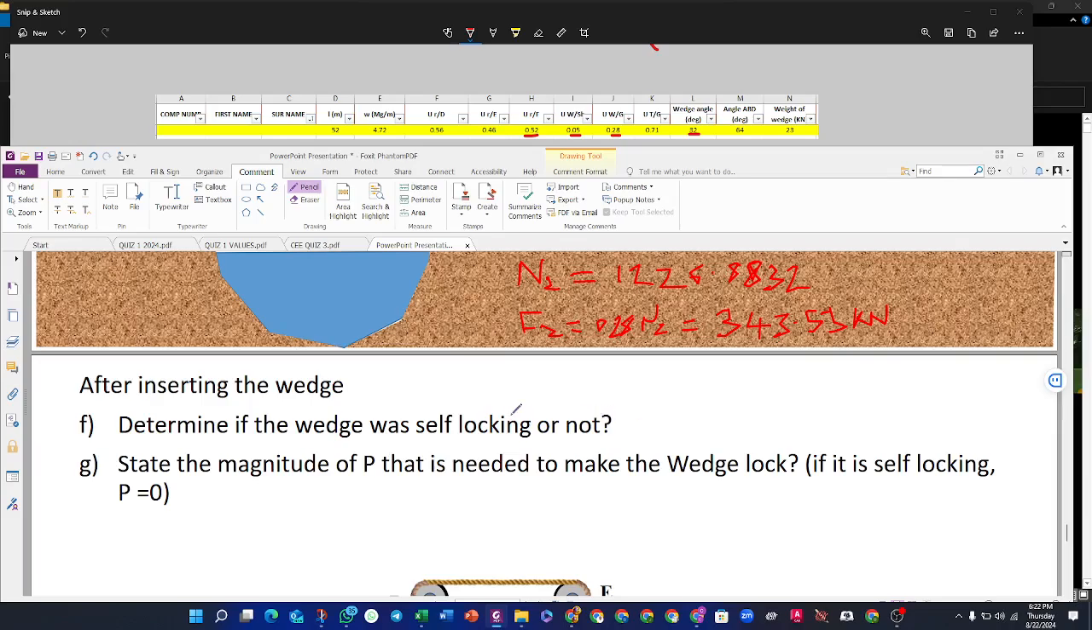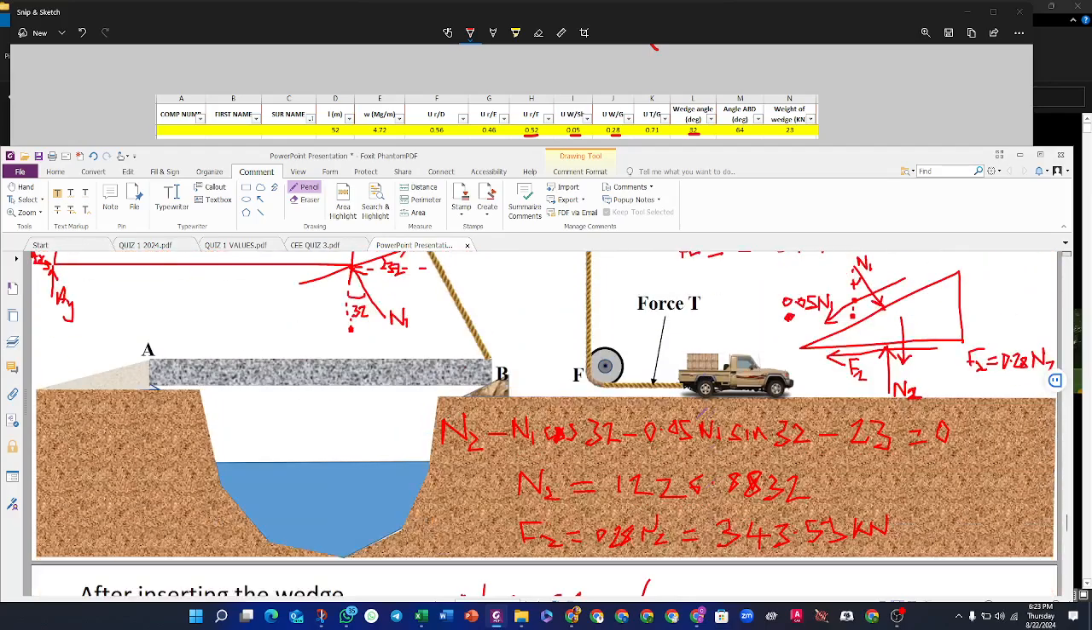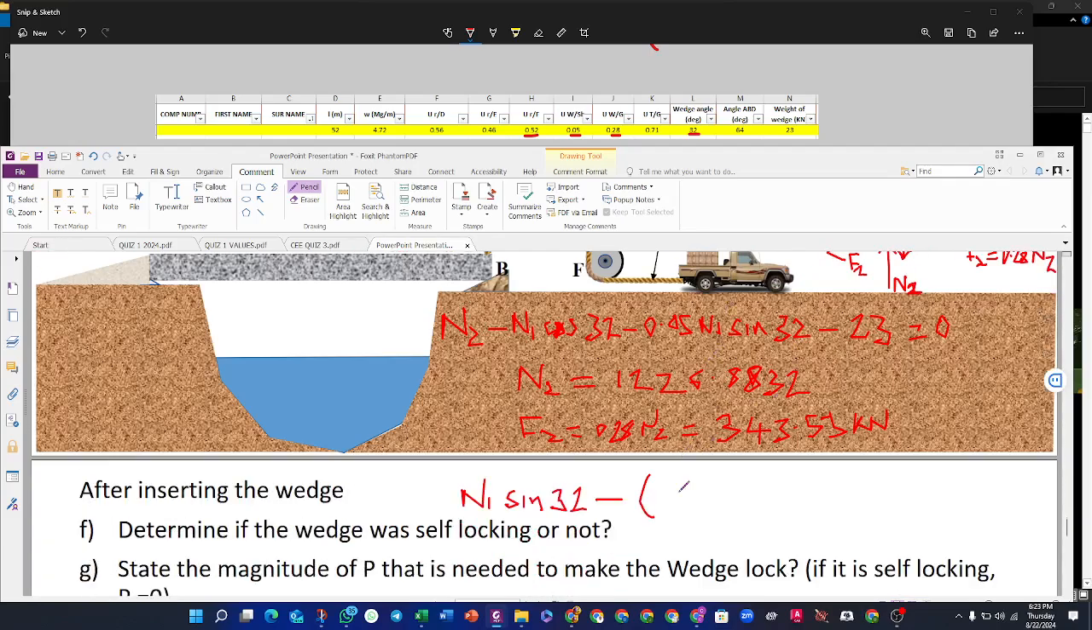So to determine whether it's self-locking, I'll say the x component of N1, which is N1 sine 32, minus, then I lump the friction forces. So the friction forces will be the F1, which is the Ft, the friction on the top, cos 32, which is the x component, and then plus the F2, which is the friction force at the bottom, like that.